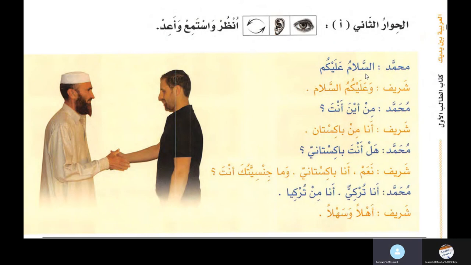Muhammad. Assalam alaikum. Sharif. Sharif. Wa alaikum salam. Wa alaikum assalam. Wa alaikum assalam. Muhammad. من أين أنت؟ شريف أنا من باكستان. محمد هل أنت باكستاني؟ Are you Pakistani? شريف replies نعم أنا باكستاني. Yes I am Pakistani. وما جنسيتك أنت؟ And what is your nationality? Muhammad, ana Turki. I am Turkish. Ana min Turkiya. I am from Turkey. Sharif, ahlan wa sahlan.